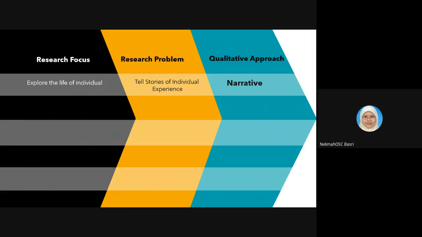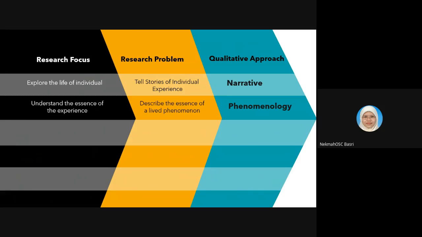Okay, first about narrative, we have to explore the life of an individual. The problem is how to tell the story of an individual's experience. Let's say from now we have Tun Dr. Mahathir, our previous prime minister, who has been prime minister 2 times. We want to explore his individual life, or Nelson Mandela's experience being president of South Africa. We want to know their stories, their life experience, the stories about individual experience.